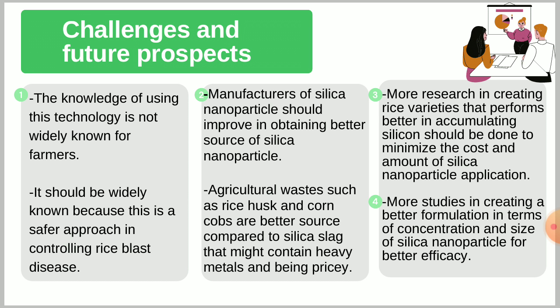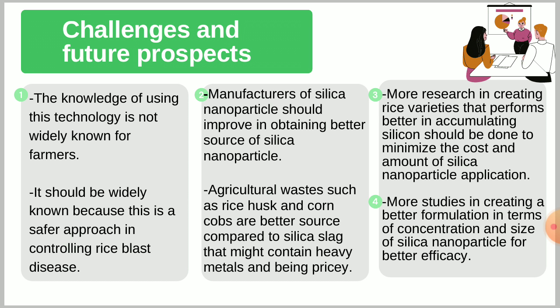Next, manufacturers of silica nanoparticle should improve in obtaining better sources of silica nanoparticle. Agricultural waste such as rice husk and corn cobs are better sources compared to silica slag that might contain heavy metals besides being pricey.